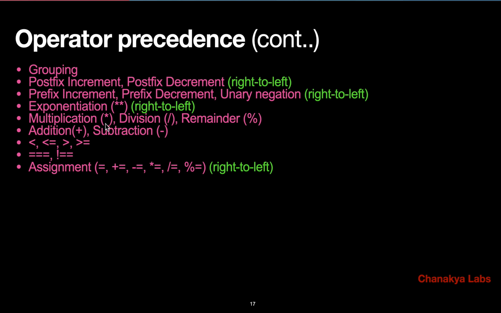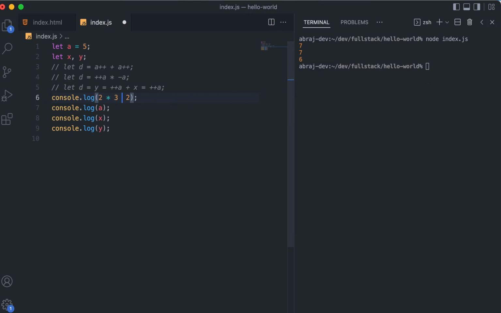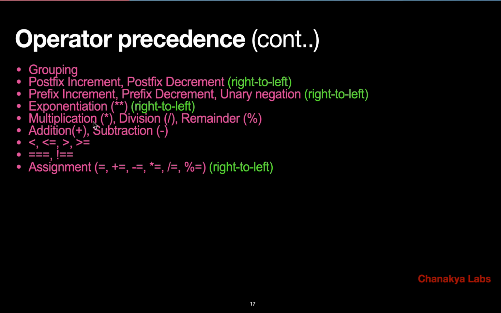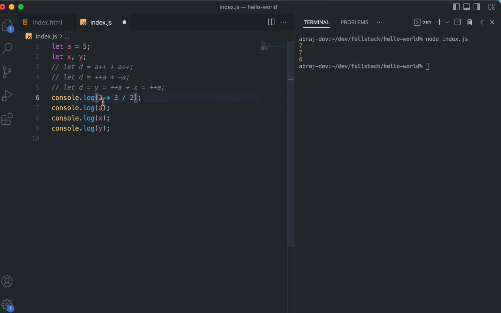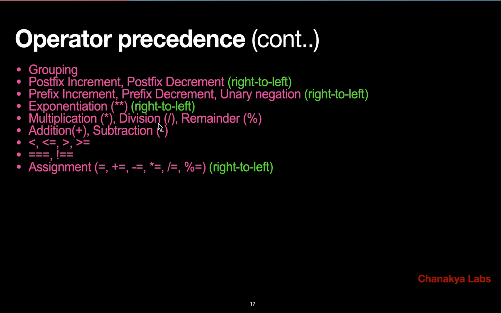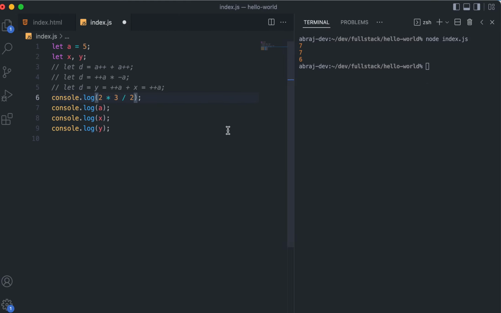You see that multiplication and division both have the same precedence. If they have the same precedence, how do we decide the order? We decide the order based on associativity. The associativity will be left to right, which means that firstly this will be executed, and then whatever the result, that will be divided by 2. Not because multiplication has a higher precedence, just because both have equal precedence.